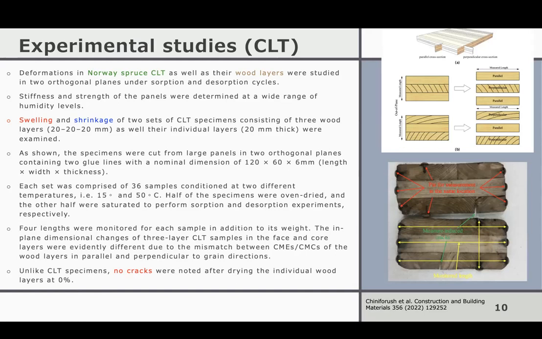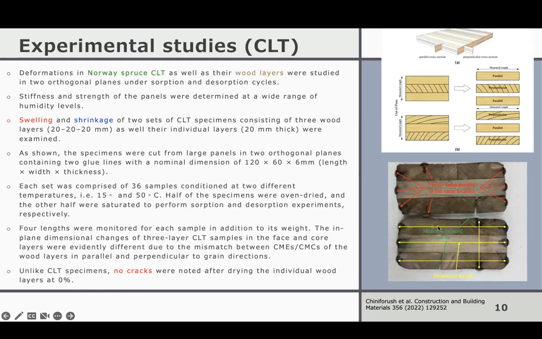So swelling and shrinkage of two sets of CLT specimens, as well as the individual layers, which were 20 millimeters thick. So each layer was 20 millimeters. The overall thickness was 60 for CLT. And each set comprised 36 samples conditioned at two different temperatures, 15 and 50, just like the previous experimental campaign. And half of the specimens were oven dried, so no moisture, and the other half were saturated, kind of submerged in water, to perform sorption and desorption experiments.